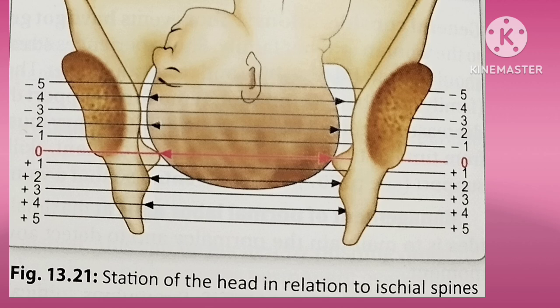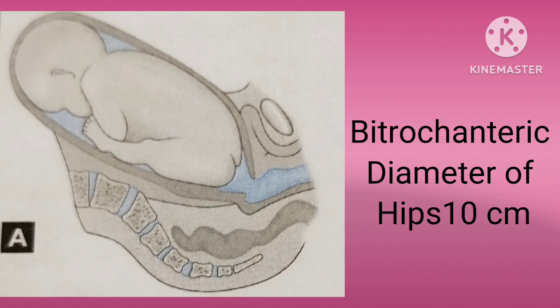If it is above the ischial spine, that is -1, -2, like that. If it crosses the level of the ischial spine, it becomes plus, +1, +2, like that. The bitrochanteric diameter is the distance between the outer points of the hips, just the same as the biparietal diameter.